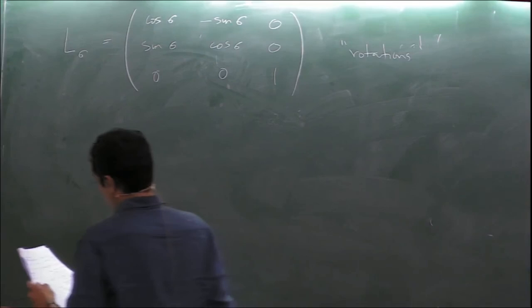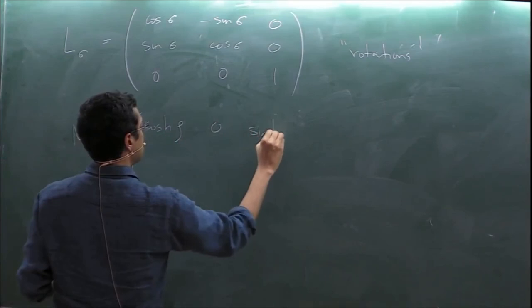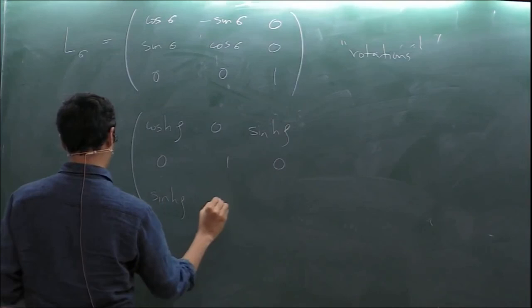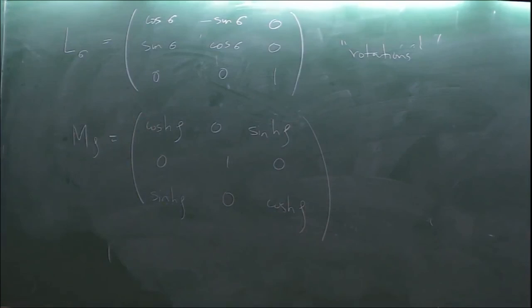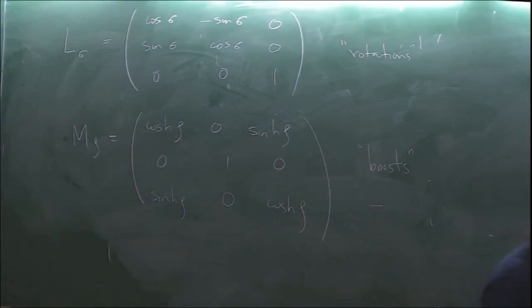Another more interesting element in this group SO(2,1) are these. I'll call them M rho, and it looks like this: cosh rho, 0, sinh rho, and so on. Okay? Yeah, and these are called boosts. Okay, and so these are the rotations and boosts.